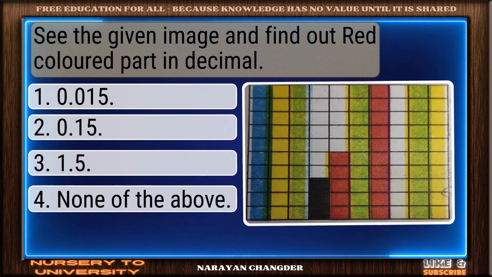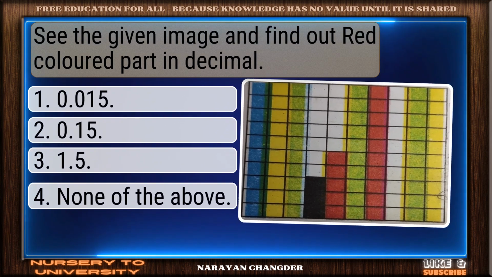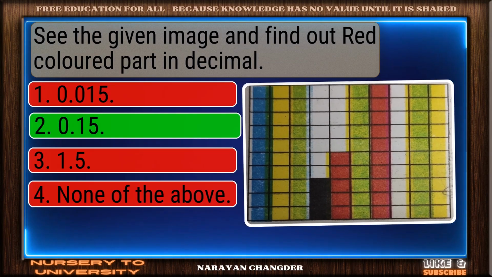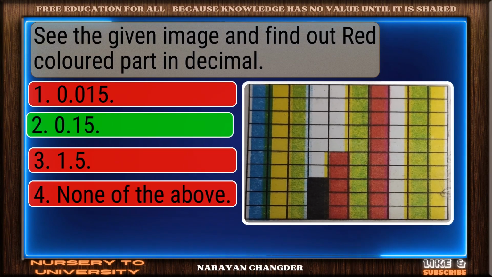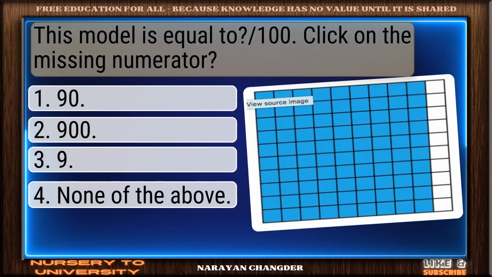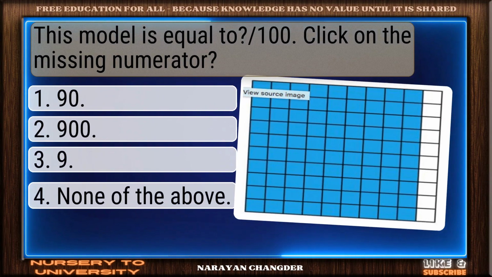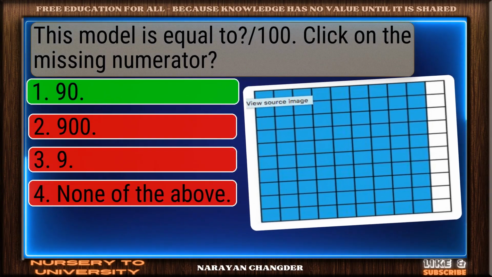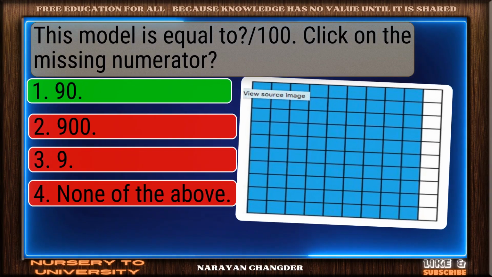See the given image and find the red-colored part in decimal. Exactly. 0.15 makes sense, and it is the right choice. This model is equal to __/100. Click on the missing numerator. You got it. Your choice 90 is right.